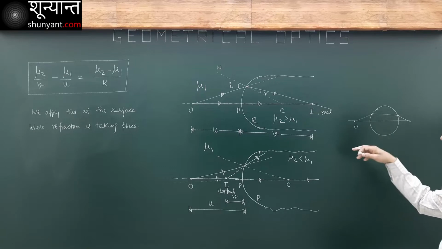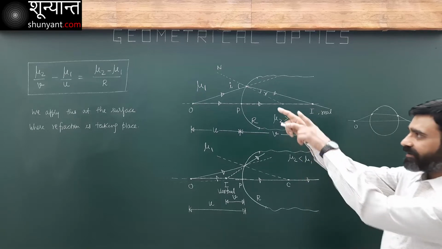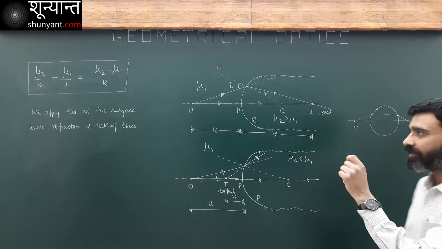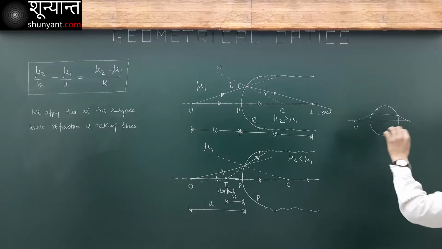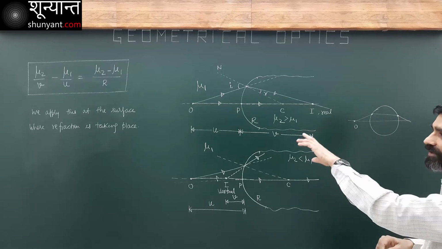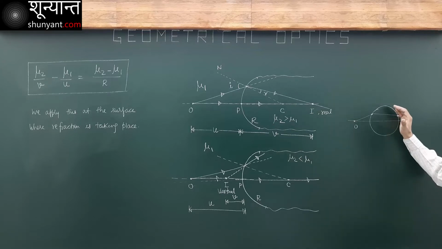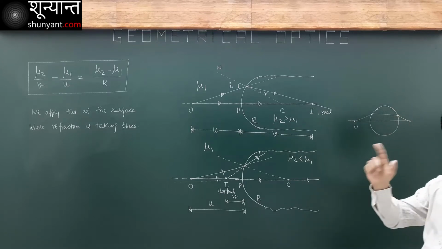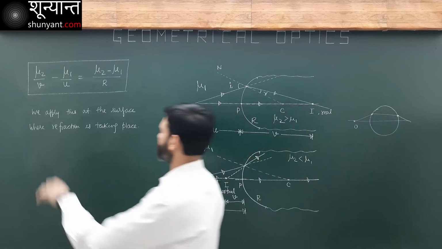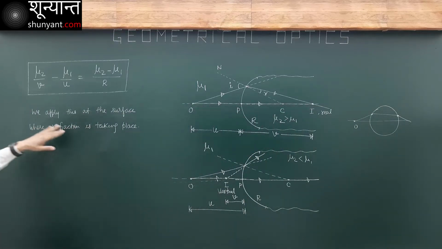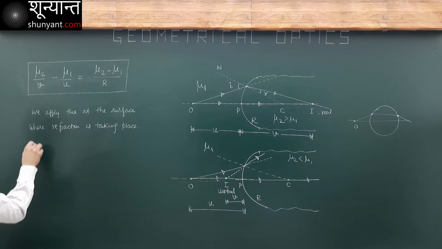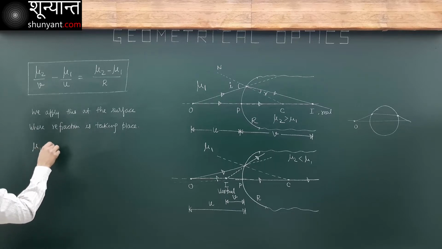Here there are two refractions. When I am applying this formula, first of all, I will apply it for the surface where refraction is taking place. All the values u, v, r, mu1, mu2 will be with respect to this surface, the surface where refraction is taking place.